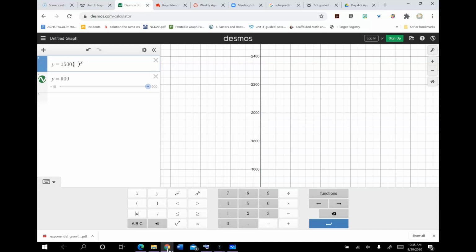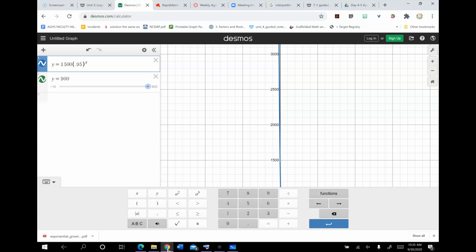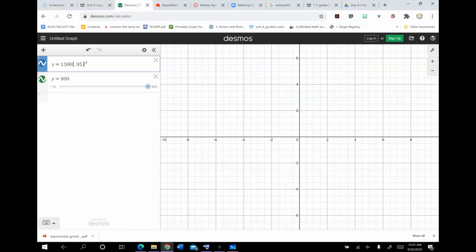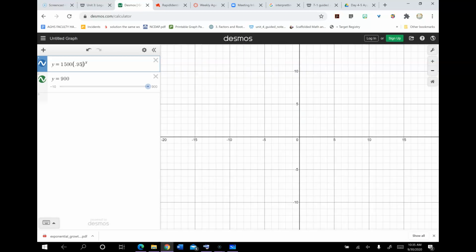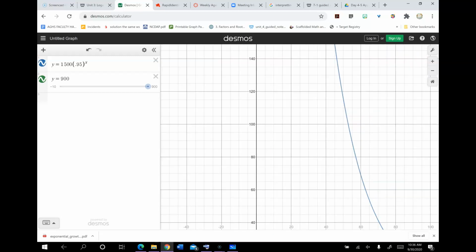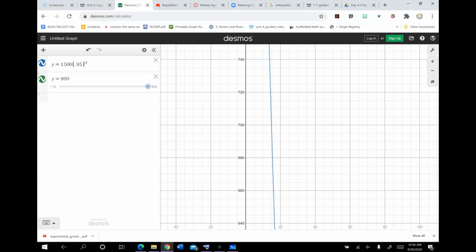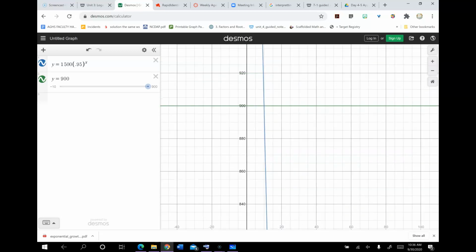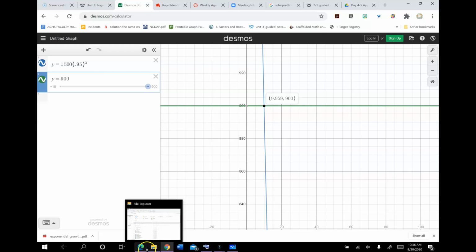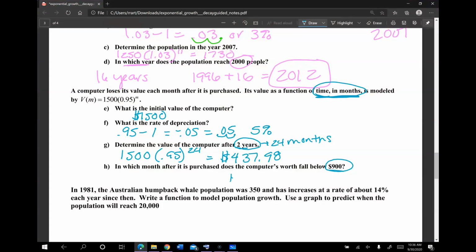Okay. So when does this get below 900? I'm going to go back home so we can get it reset. We're going to zoom out, scroll to 900. Okay, right here. So after, we'll say 10 months. So after 10 months, that computer is going to get below 900. Okay, so after 10 months.